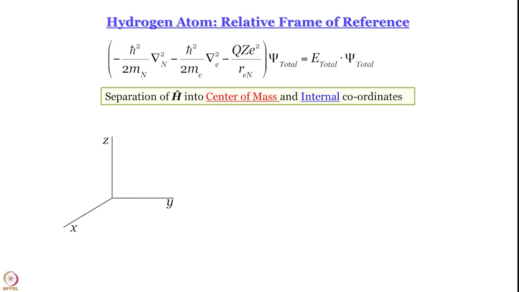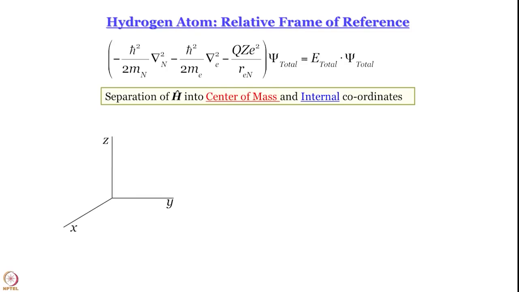So, the reduced mass will be close to the mass of the electron, and the problem essentially boils down to something with mass close to that of the electron going around a stationary nucleus. That is what we are going to arrive at eventually. And the other thing is the entire atom is moving.